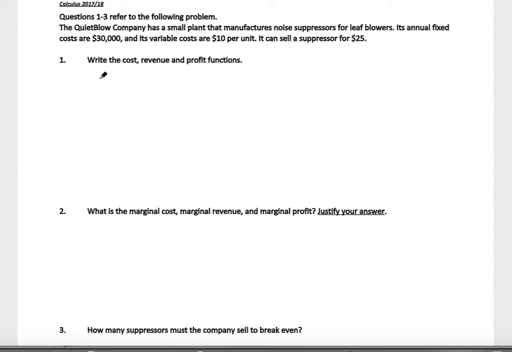$25. So our cost function for this will be our fixed cost plus our variable cost. And for our fixed cost, that's given to be $30,000. And our variable costs are $10 per unit. So that will be 10 times the number of noise suppressors we make. So this right here is our cost function.